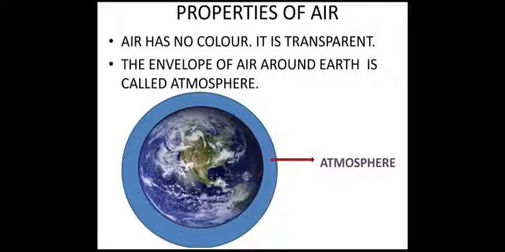This air is seen in the atmosphere. So the earth's surface is covered by an envelope of air. Envelope of air means a coverage is given by the air. The layers of air are seen around the earth's surface. That is what we call the atmosphere.